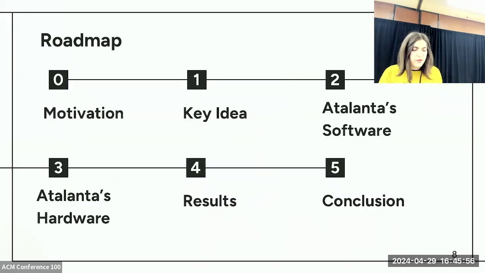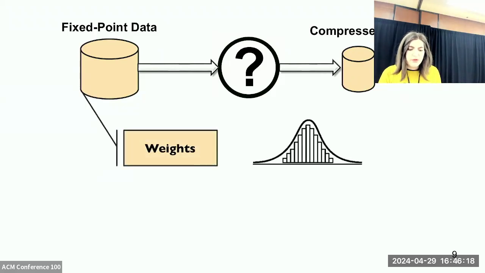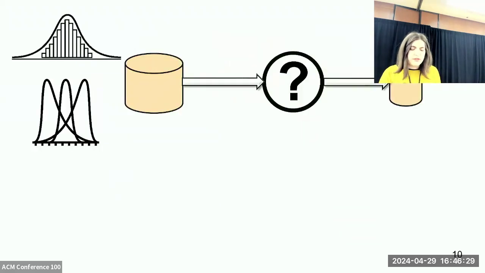So let's see in more detail the key idea and the software and hardware components of Atalanta and the evaluation. In this problem, we are working with fixed point data, and our goal is to find an effective way to compress this data that does not only offer high compression, but also comes at low cost. We handle two types of data: the weights, where the distribution is already known, and activations, for which we can perform profiling by running multiple examples to obtain a representative distribution. Once we know this distribution, the next step is to find the most efficient way to compress our fixed point data.